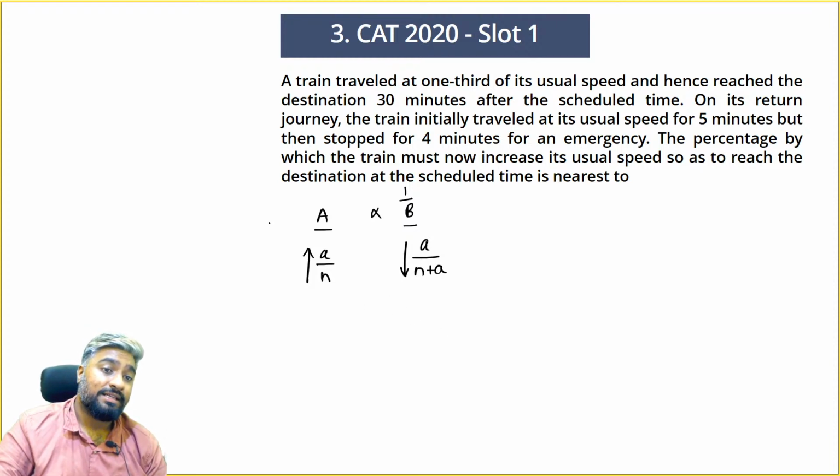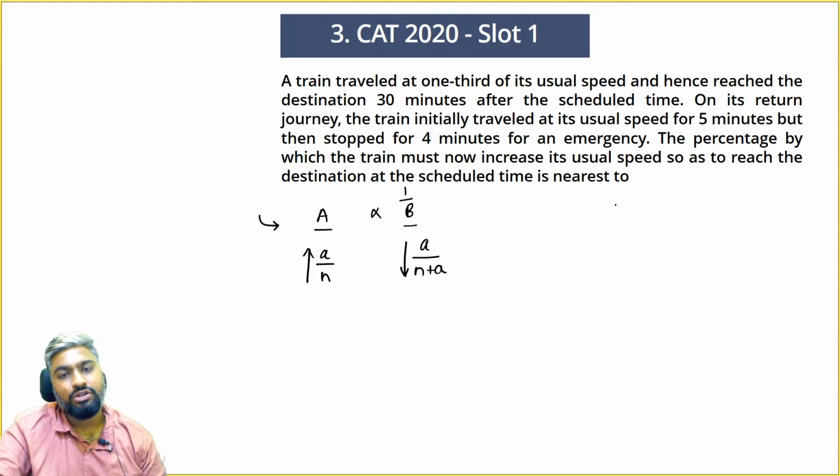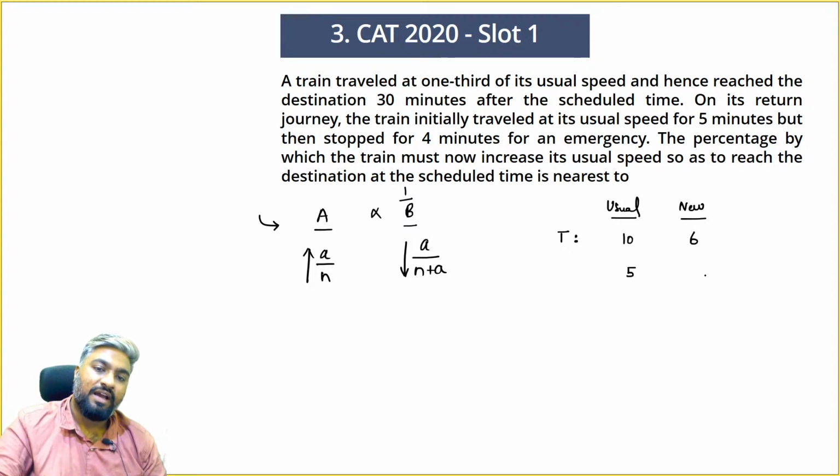Srihari, what you are talking about is ratios. We can also do this using ratios. We found that the ratio of time, usual to new case, went from 10 to 6, correct? So the ratio here is 5:3. If the ratio of time is 5:3, then the ratio of speed should be inversely proportional, which is 3:5.